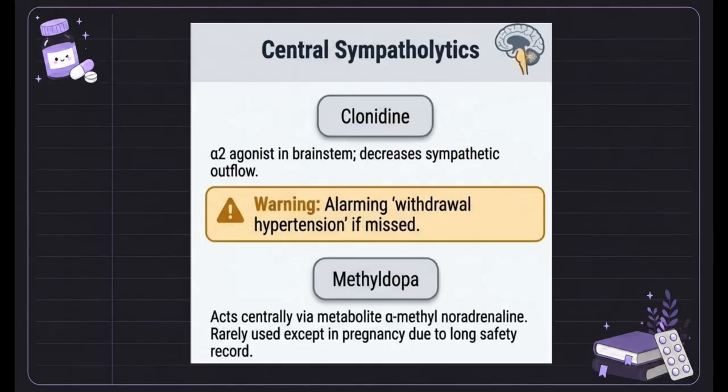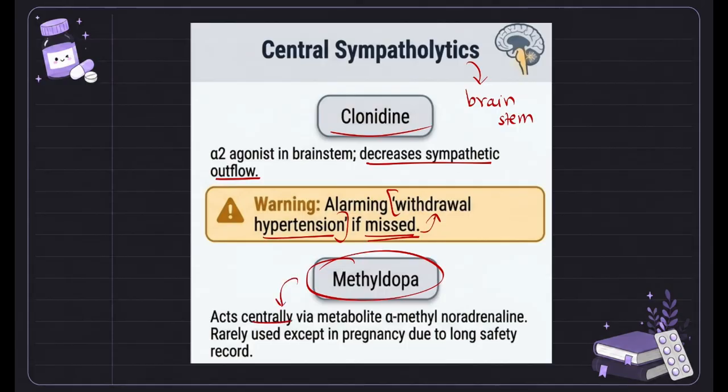We also have central sympatholytics. These operate directly in the brainstem. Clonidine is an alpha-2 agonist. It effectively decreases sympathetic outflow. However, it carries an alarming risk. If a dose is missed, it causes severe withdrawal hypertension. Then we have methyldopa. Methyldopa acts centrally in the brain. It does this by breaking down into a compound called alpha-methylnoradrenaline. Today, it's rarely used. Its primary remaining use is in pregnancy. This is due to a very long and established safety record.